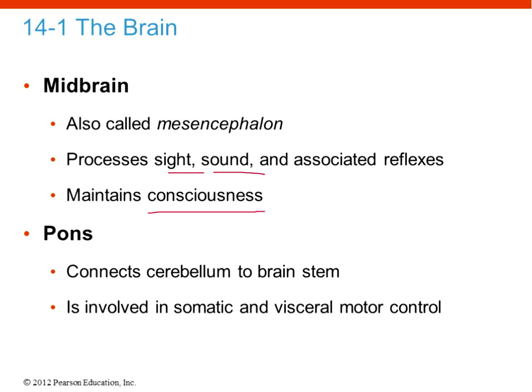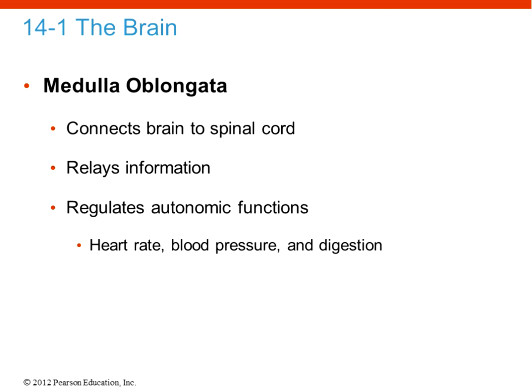The pons is a major connector for the cerebellum with the brainstem and also has some visceral motor control. The pons has several cranial nerves that emanate off of its structure. And then finally, the medulla oblongata, as I said, is the last part of the brain. It's what attaches to the spinal cord.